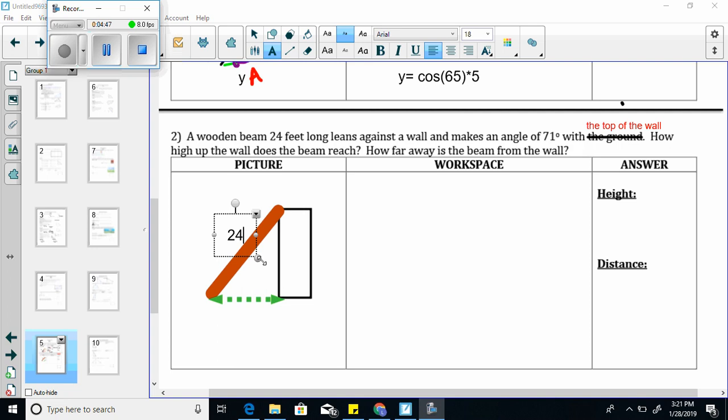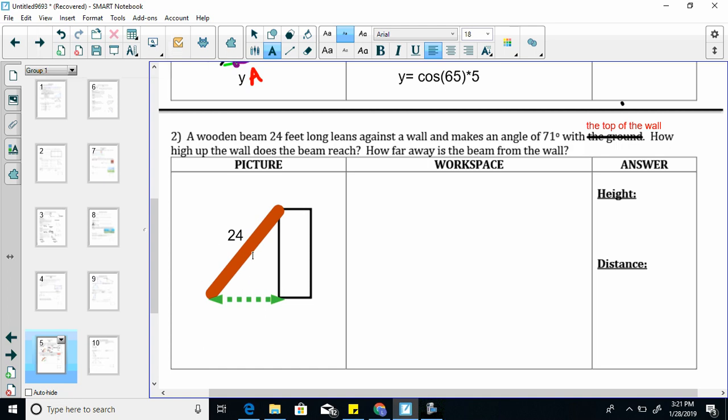It doesn't have to be perfect, but a wooden beam leans up against the wall. So here's my wooden beam here, and it's 24 feet long. Okay, here's my wall. So that's giving me my hypotenuse right there. It makes an angle of 71 degrees with the top of the wall. So now instead of being down here with the ground, that makes a difference, okay? So that's a very important piece of information when they're telling you where the angle is.